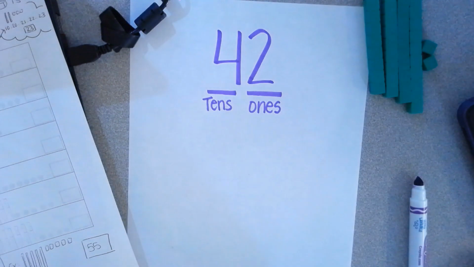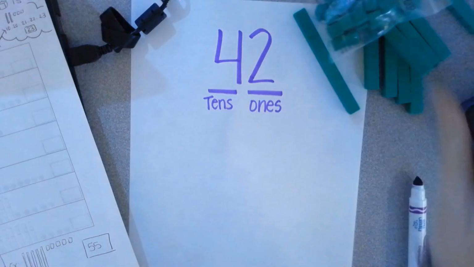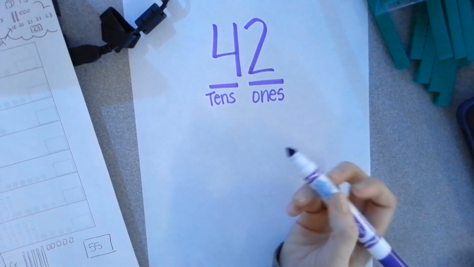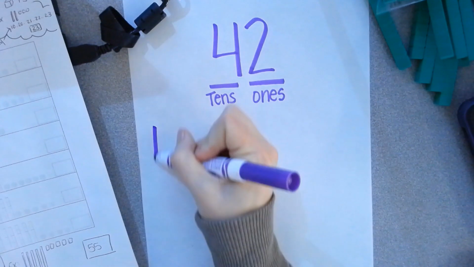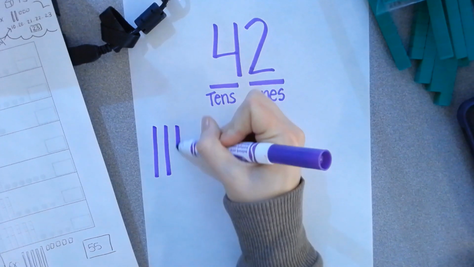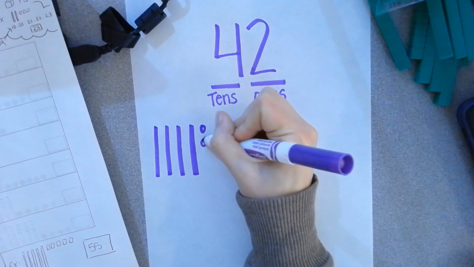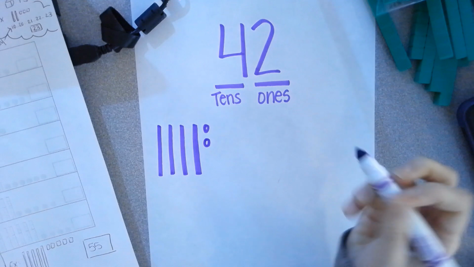There are different ways. I know most of us don't have those at home, so there are different ways that you can do that. One is to just do what we call drawing a quick picture. So they can do 10, 20, 30, 40, 41, 42, or you could draw squares. It doesn't really matter.